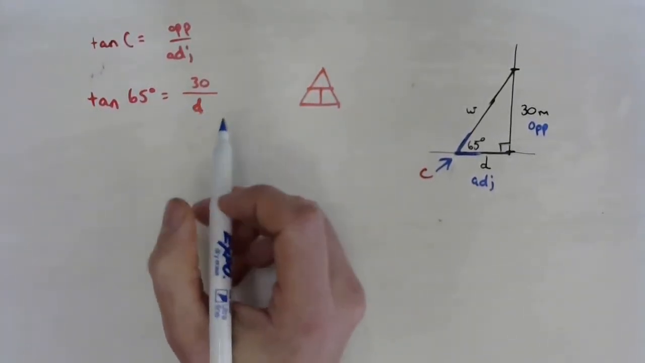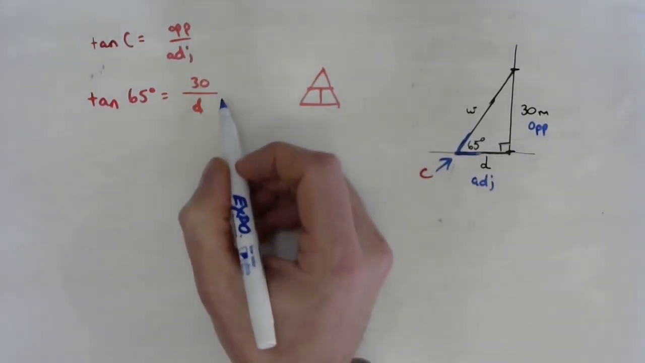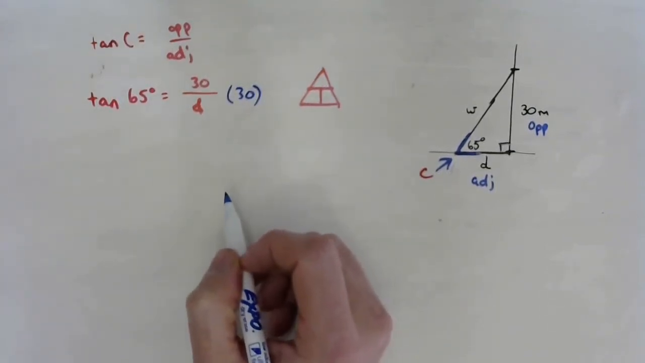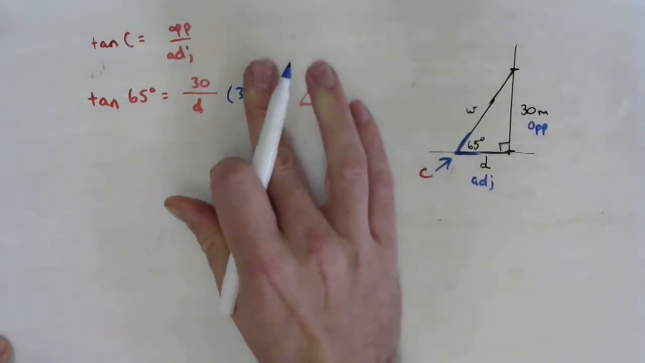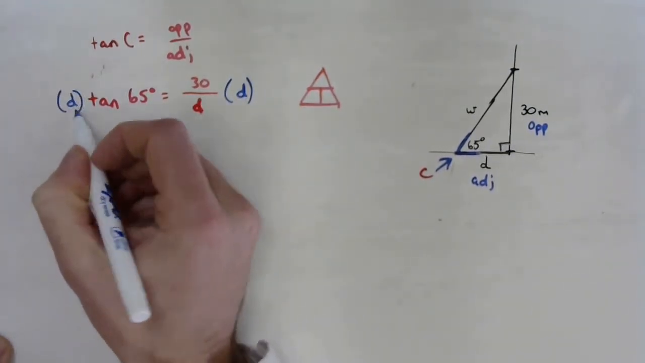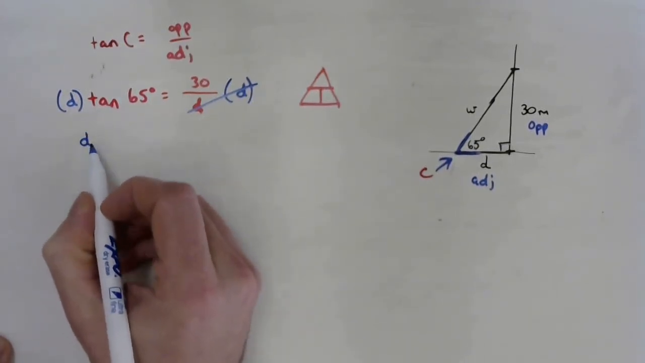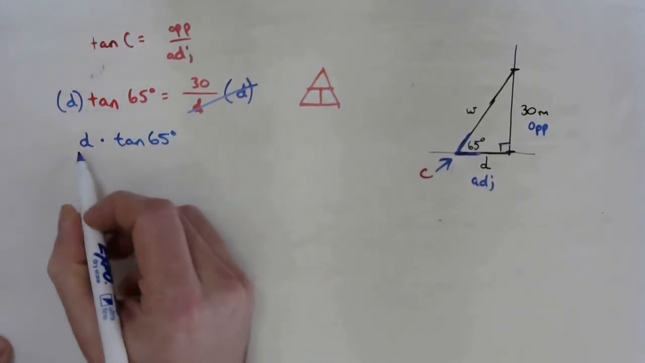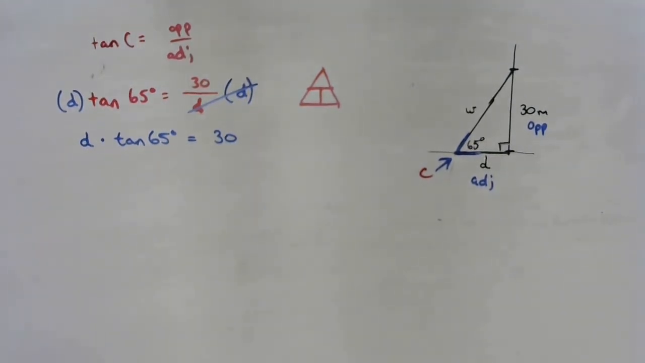Here's what students often do, generally, here's what people do. They say, 30 divided by D, I better multiply both sides by 30. And all that's going to do is give you 900 over D. Just as useless. So I actually have to do this in 2 steps. In order to get D out of the denominator, I need to multiply both sides by D. On the left, that gives me D times the tangent of 65. And on the right, it leaves me with just 30. Now how do I get D?